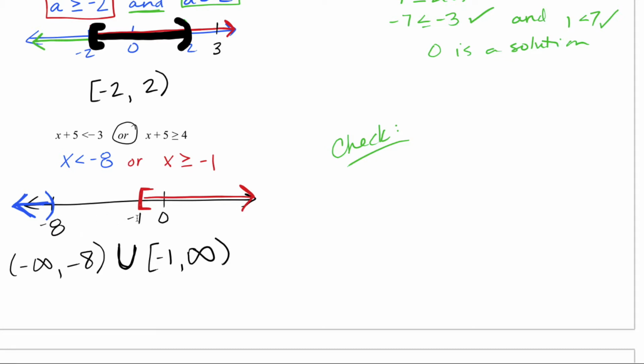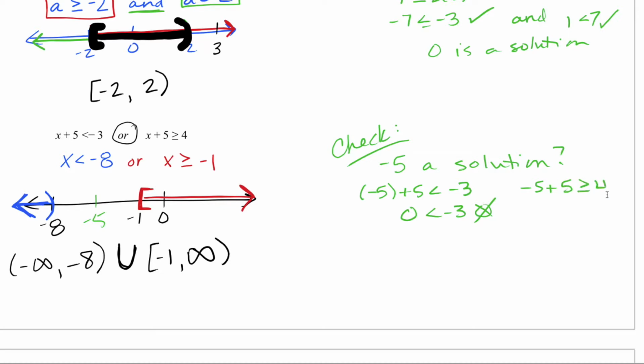So we want to check something between -1 and -8. Let's just check -5. Is -5 a solution? Well, we plug it into both inequalities. -5 plus 5, is that less than 3? Well, that would be 0 less than 3. Nope. Is -5 plus 5 greater than or equal to 4? 0 greater than or equal to 4? No. We want or. For an or statement, just one of them has to be true. Neither of these is true, so this implies -5 is not a solution.